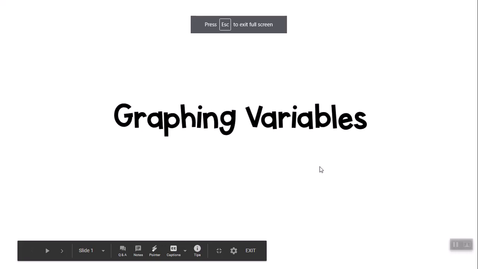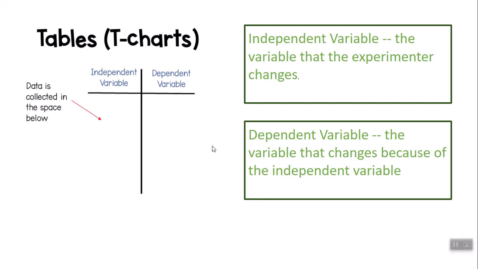Hello, today we are graphing variables. By variables, I mean that we are graphing independent and dependent variables. The independent variable is a variable that an experimenter changes within an experiment, and a dependent variable changes because of the independent variable. Typically, our data that we've gathered throughout the experiment is located on a t-chart, where the independent variable, or the variable that the experimenter has control over and changes, is in the left-hand column, and the dependent variable is to the right.